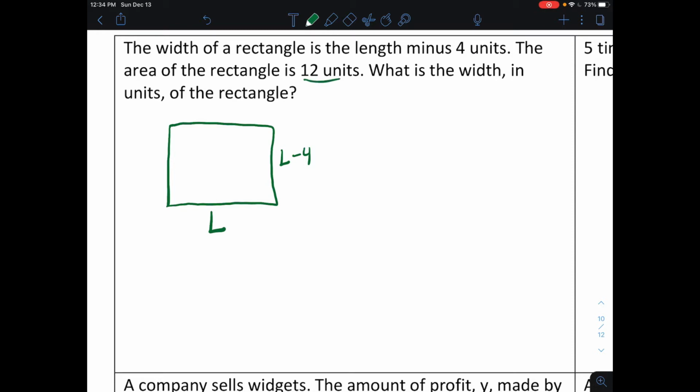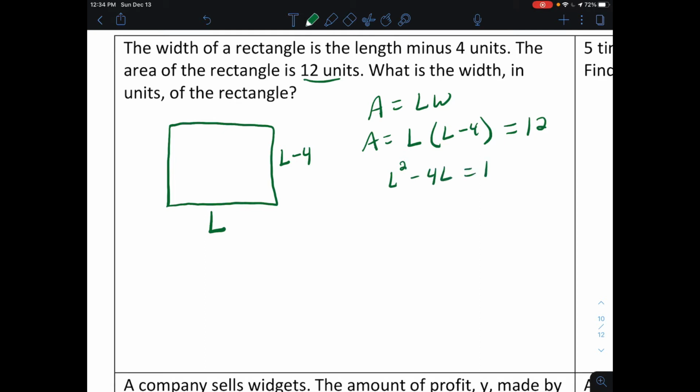Now we're told that the area is equal to 12. The area of a rectangle is length times width. We have a length of L and a width of L minus 4, and that is equal to 12 units. So let's solve for L, because if we know L, we can get the width. We have to multiply out our equation: L squared minus 4L is equal to 12.